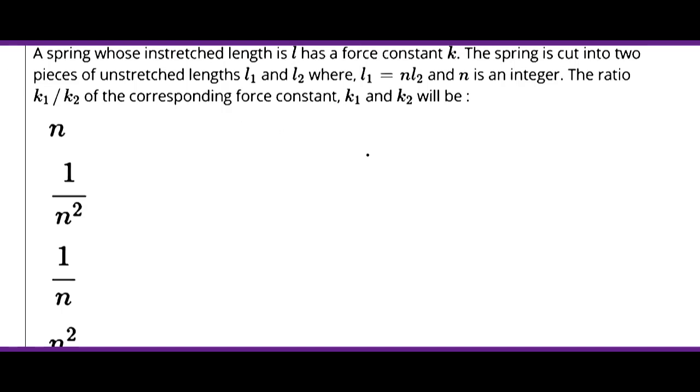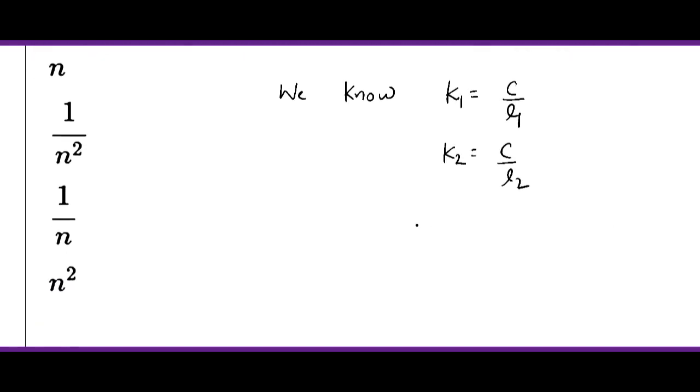Now first we will write, we know the force constant K1 equals C upon L1, where C is a constant. Similarly, K2 will be equal to C upon L2. Now the ratio of K1 and K2 will become C upon L1 and C upon L2.